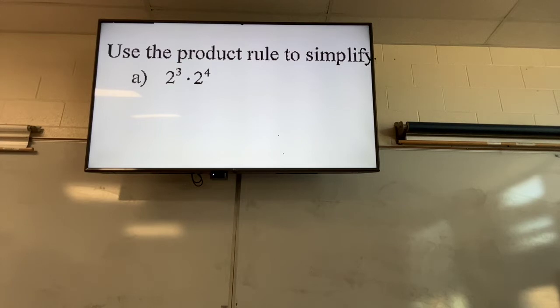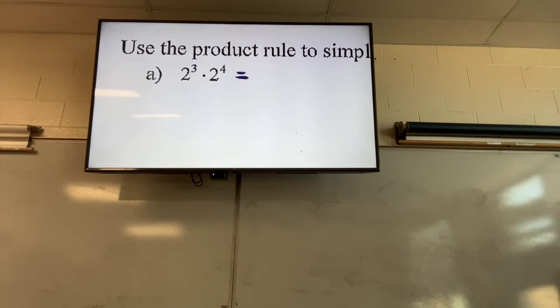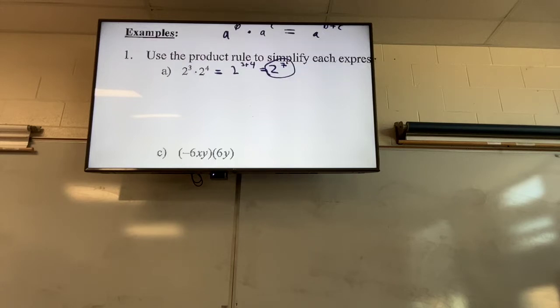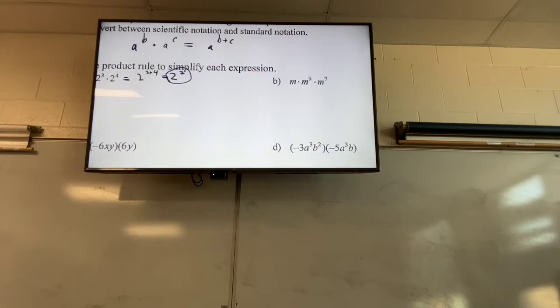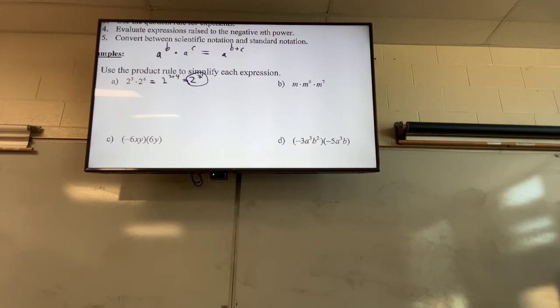So for 2, what would that become? 2 to the 3 times 2 to the 4 equals 2 to the 3 plus 4. All right, this generalizes when we have 3. So m is technically m to the 1. M to the 1 times m to the 9 times m to the 7 equals m to the 1 plus 9 plus 7, equals m to the 17.